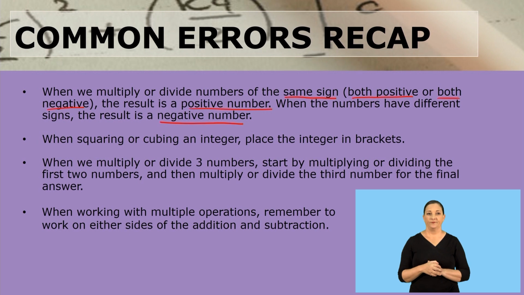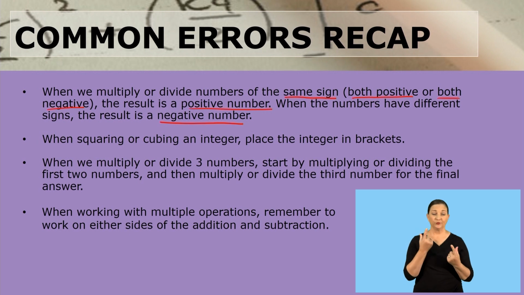Okay? Then, when squaring or cubing an integer, place the integer in brackets. You remember, you need to use your brackets so that we can know: are we squaring the whole integer, especially with those negative numbers, or are we just squaring the positive number and the negative is outside of that bracket.